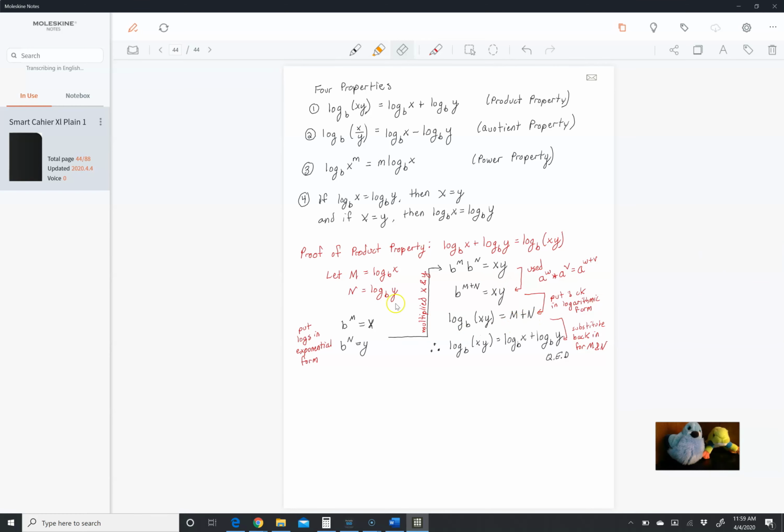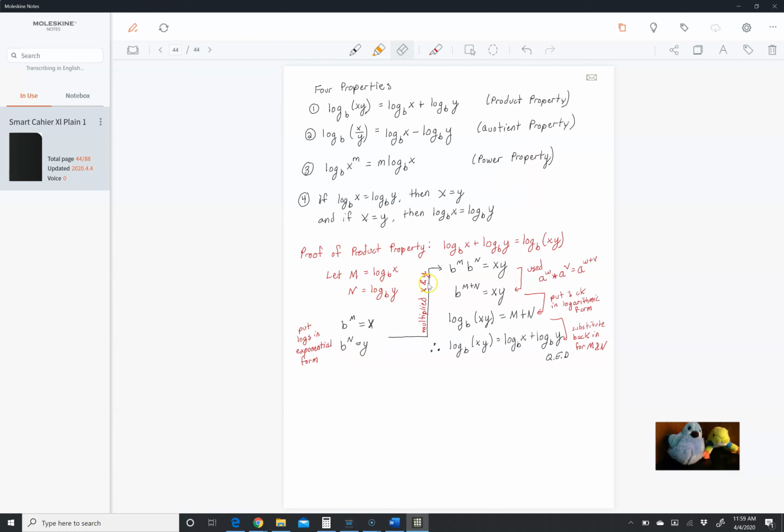And then we let m equal log base b of x. So we're just substituting back in. We're replacing m with log base b of x, and we're replacing n with log base b of y. And this is the proof of the product property. And we're done. And if we wanted to prove the quotient property, everything would be exactly the same.